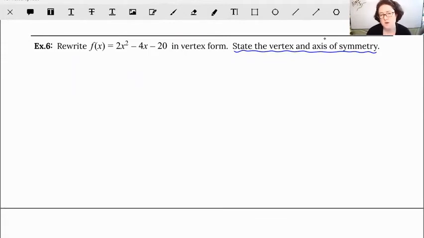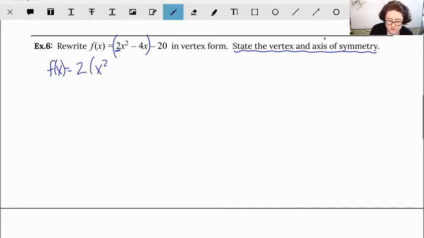So here we go. I have to go back to that first step now. I have this 2 sitting out front. I only want to factor the 2 out of those first 2 terms. So again, I'm not touching that -20 on the end right now. If I factor out just the 2, not a 2x, just the 2, that's going to leave me with x squared minus 2x, and I haven't touched that -20 on the end. Oops, left out an x.